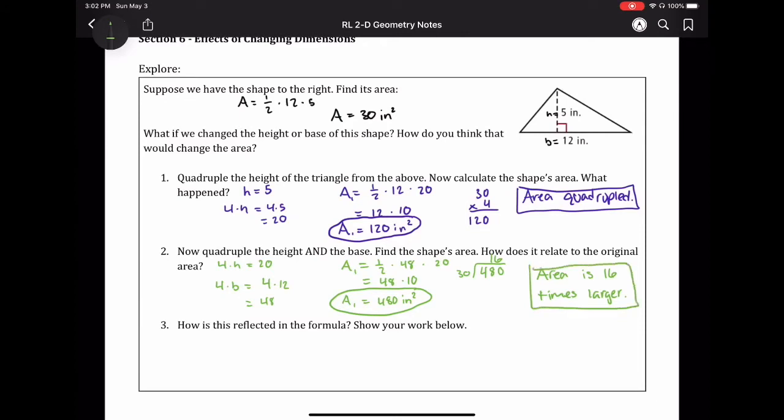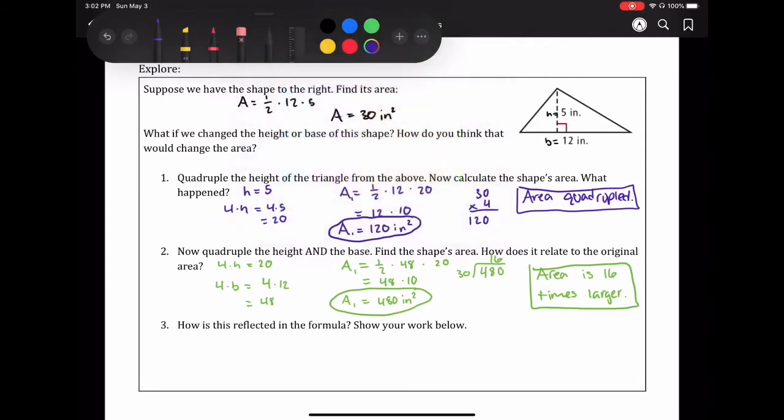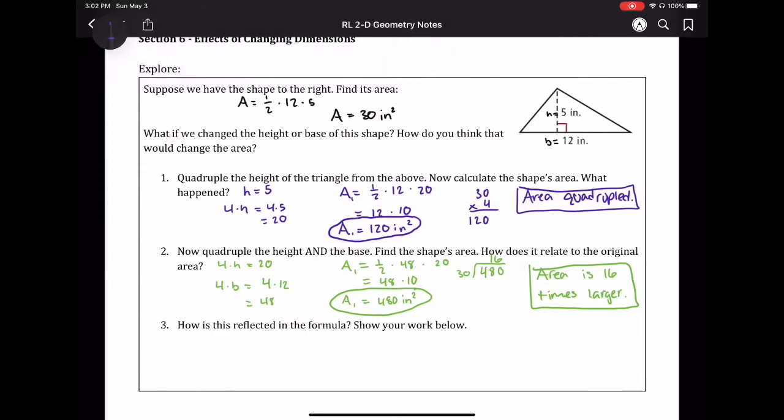Question 3 says, how is this reflected in the formula? Well, let's go back to when we just changed one side and talk about how that changed things first. So when I just changed one side, in the formula, what I was really doing is saying area is equal to 1/2 times the base times my quadrupled height, which was 4 times the height.